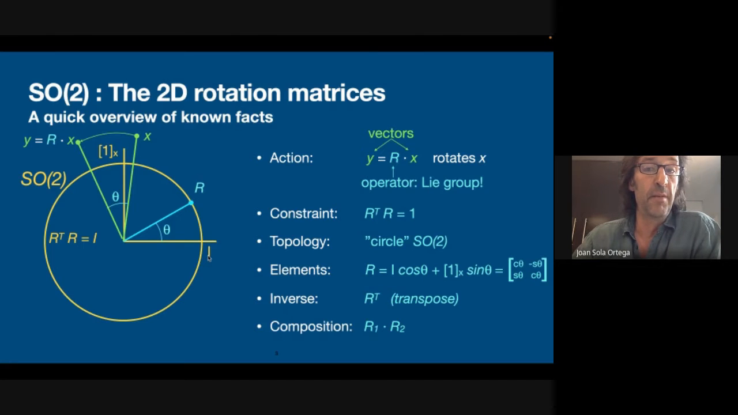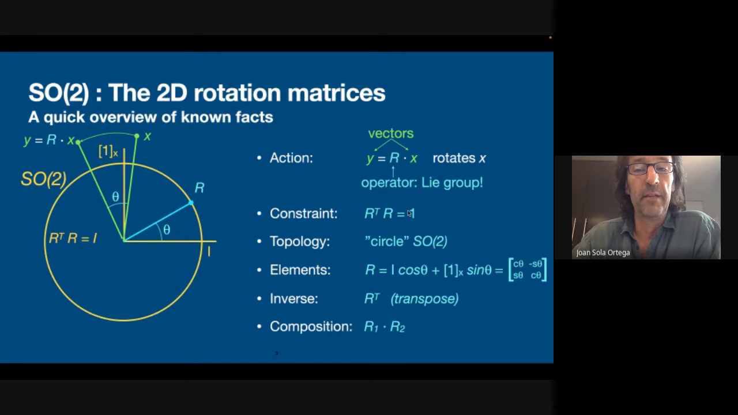You will realize that this drawing is very much the same as the drawing before. It has the same shape. It does the same things. The vectors x and y now are Cartesian vectors. They are not complex numbers, but who cares? They can be meant to represent the same thing. And the constraint now is R transpose R equal identity.